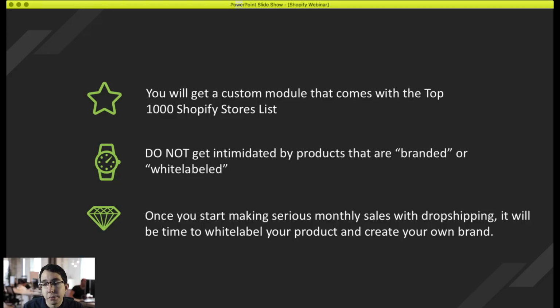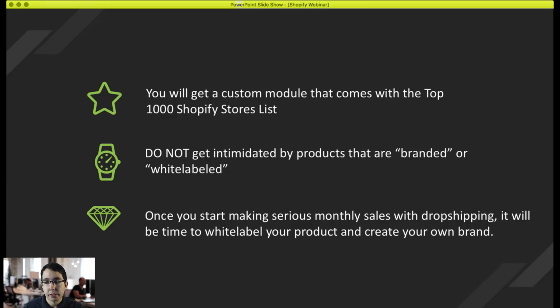Always remember, do not get intimidated by products that are branded or white labeled. Once you start making serious monthly sales with dropshipping, it will be time to white label your product and create your own brand. Or, of course, you can start with labeling if you prefer. Purchase 50 to 200 items, for example, and you can ship them yourself to your client. This is if you want to avoid any shipping delays and if you have funds. If this is how you want to proceed, let me show you right now how to do it.